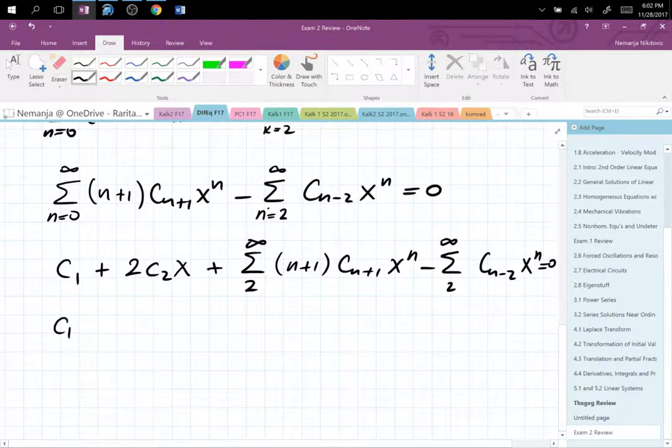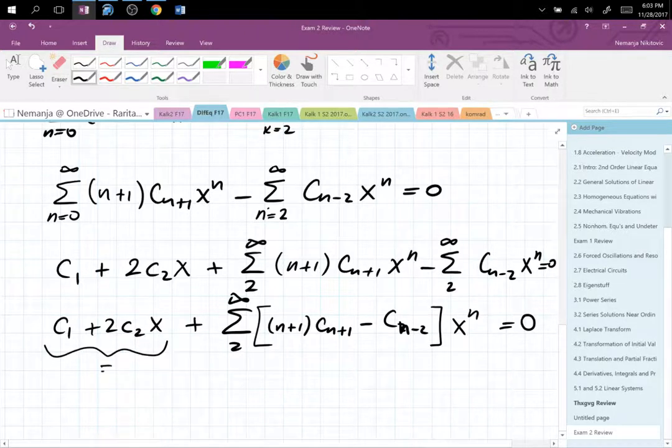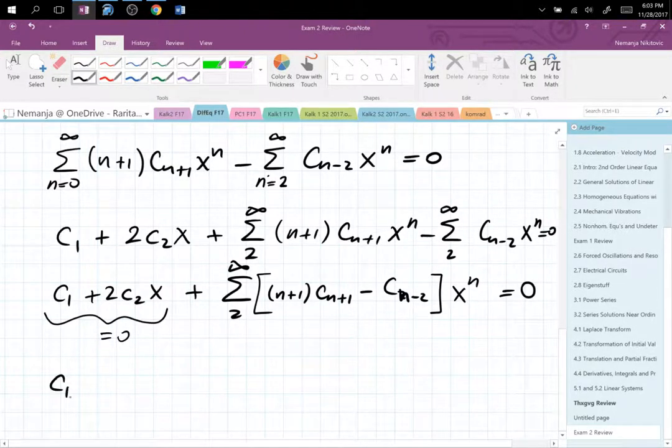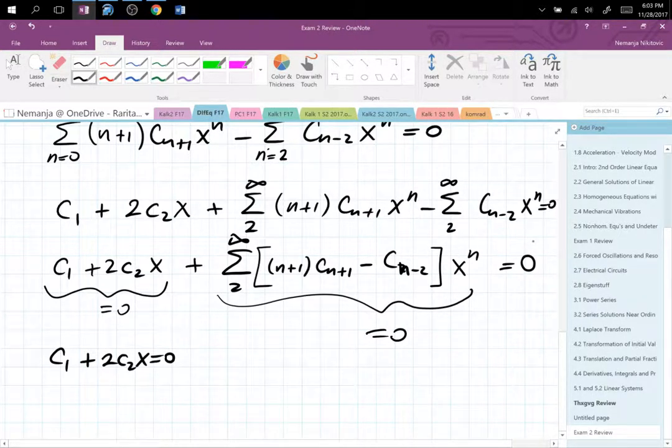So now, C1 plus 2C2x plus the series from n equals 2 to infinity of (n plus 1) C(n plus 1) minus C(n minus 2), times x to the n, equal to 0. So now this part needs to be equal to 0, which gives us that C1 plus 2C2x equals 0. And we have this part over here equal to 0, since x to the n is different than 0.